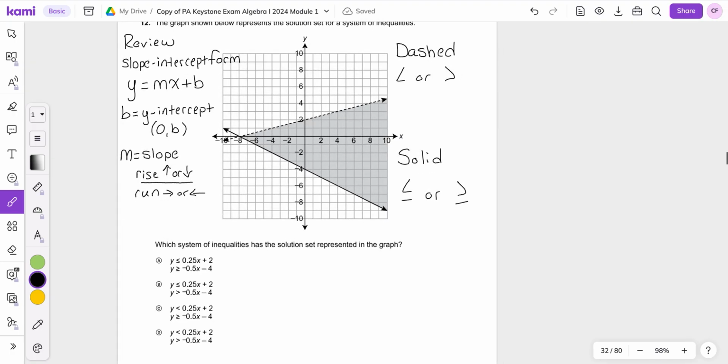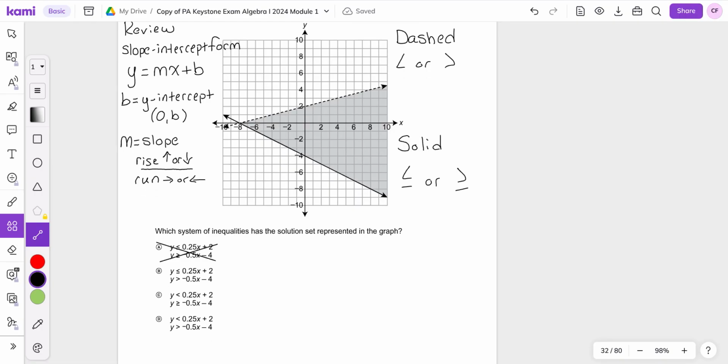Examining the multiple choice options there, we can eliminate option A because it had two solid lines. One solid because of the equal up top, and also solid on the second one. Part B has one solid, one dashed. Part C has one solid, one dashed. And part D has two dashed. So we went from 4 multiple choice options to now down to 2. It's either B or C.